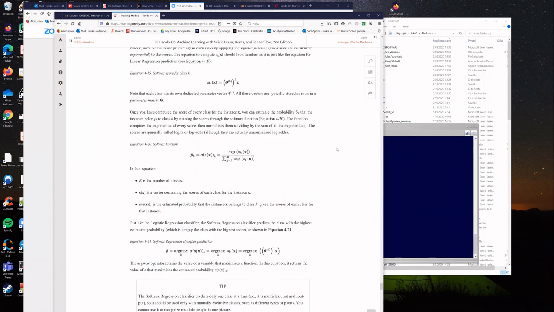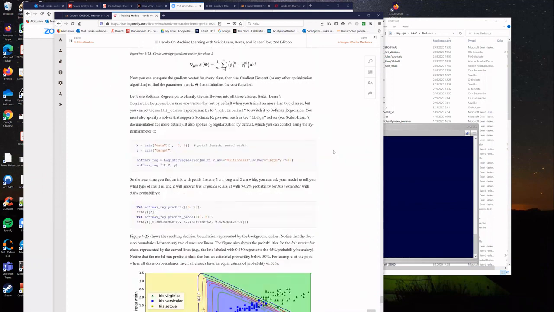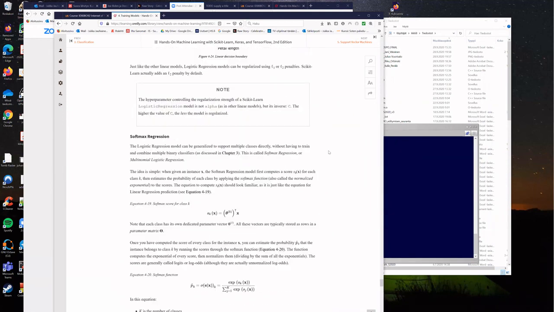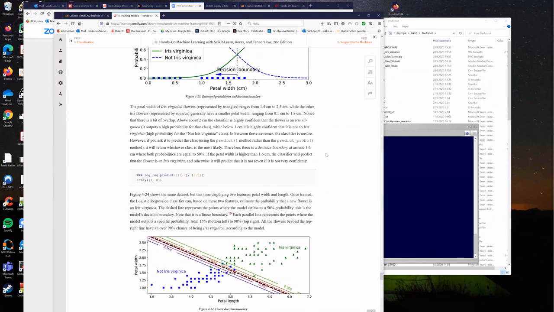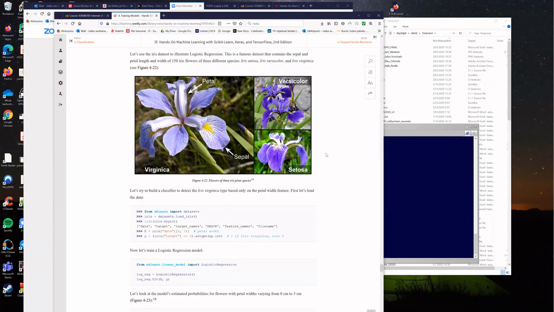Okay, I'm not going to the softmax regression today. Hopefully you get some idea about regression.